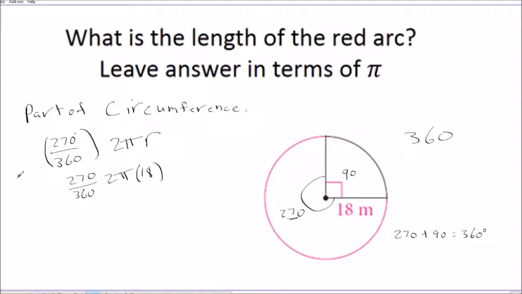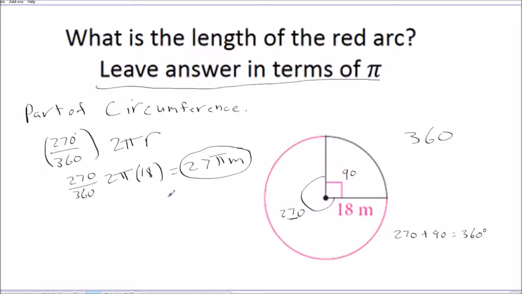So now that we get to here, we can type this in. So 270 over 360 times 2 times 18. Uh-oh, I got to think for a minute. Am I going to type pi in the calculator? This says leave answer in terms of pi. So no, I'm not. I'm only going to type in the whole numbers. And so then what I get is 27 pi meters as the length of that arc.